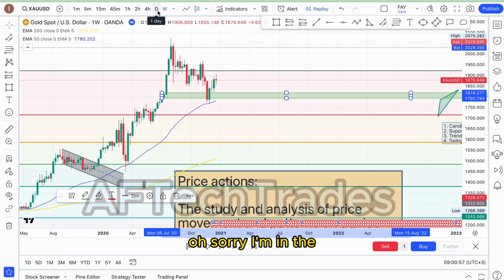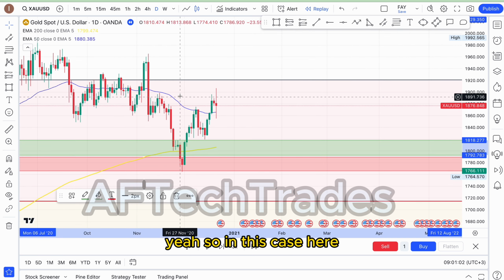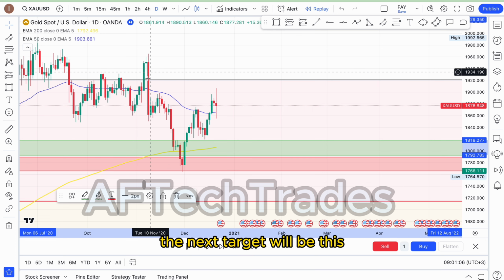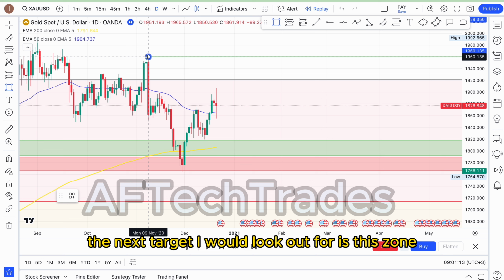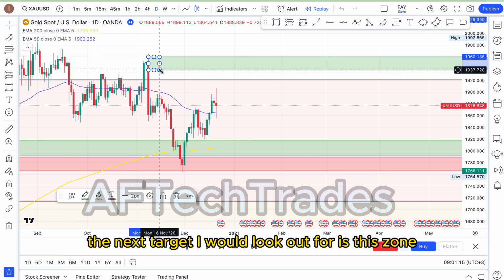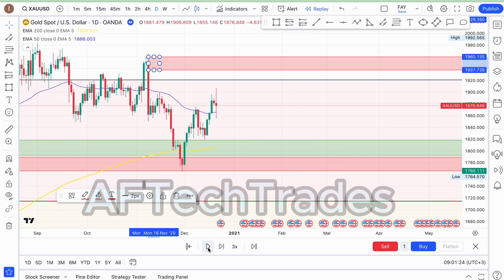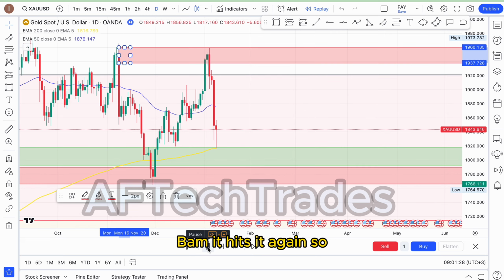Oh, sorry, I'm in the weekly. Yeah, so in this case here, if I look at the daily, we had a momentum candle here. The next target will be this. Where is my tool? The next target I would look out for is this zone as a supply zone, or the next key level, which is this. Bam, it hits it again.